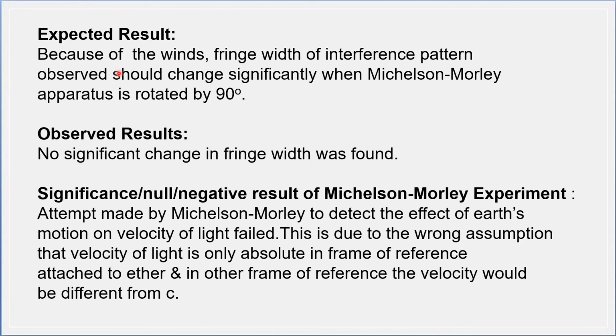The content of this slide I already explained. What was the expected result? That the fringe width pattern should change position. What was observed in the experiment was no significant change. This happened because a wrong assumption was made that the ether is present, so the velocity depends upon the frame of reference. Because of the wrong assumption, that theory gave the wrong result.